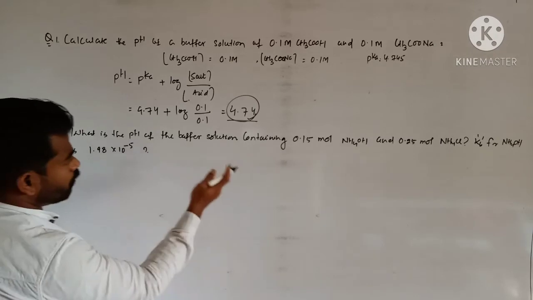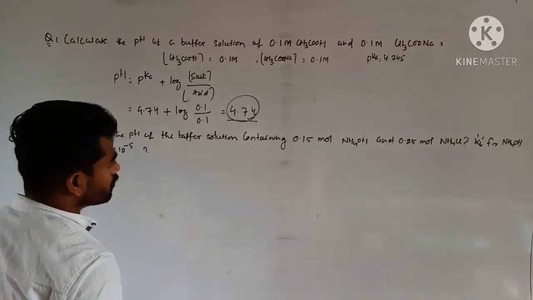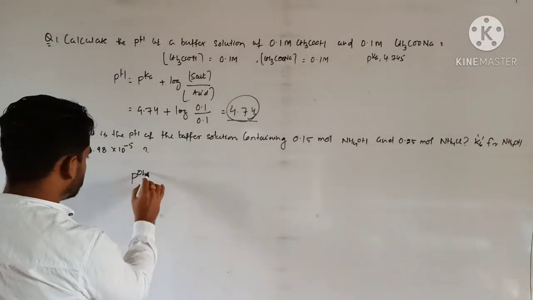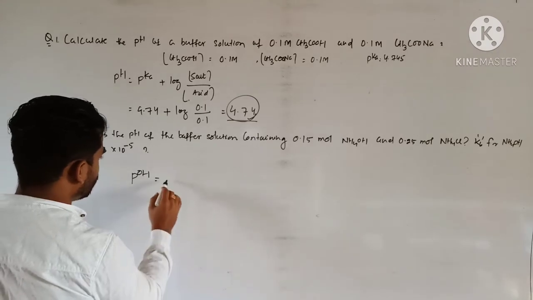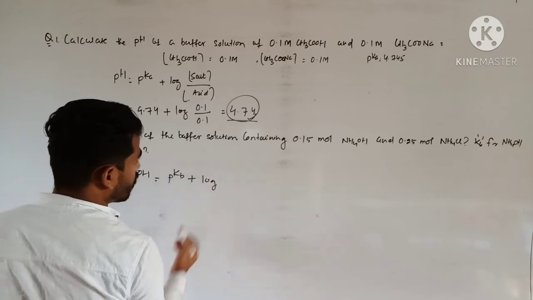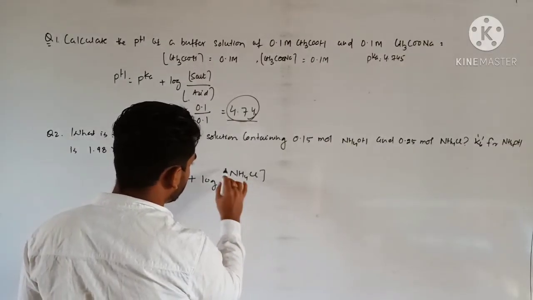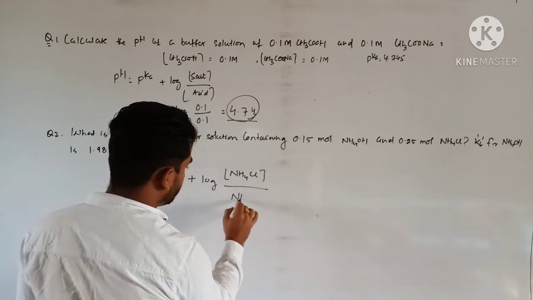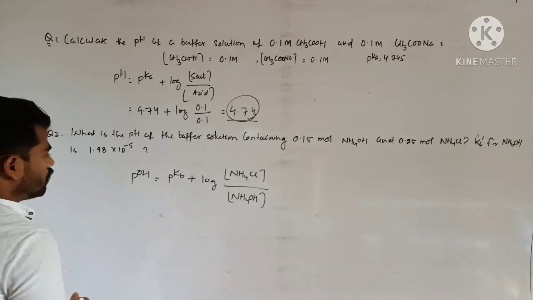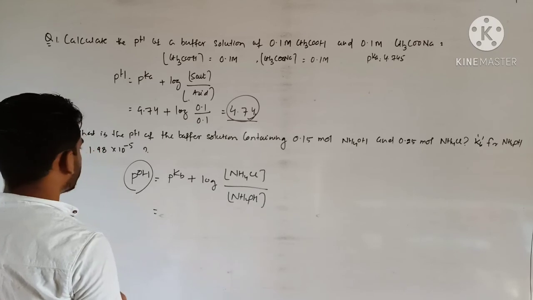What is the pH of a buffer solution containing this mole of NH4OH and NH4Cl? So you can calculate the pH. Directly you can apply the basic buffer formula. For a basic buffer, pOH is equal to pKb plus log concentration of salt, salt means NH4Cl, upon concentration of base, that is NH4OH. Clear? So it is asked to calculate pH. So you first calculate pOH, pKb.